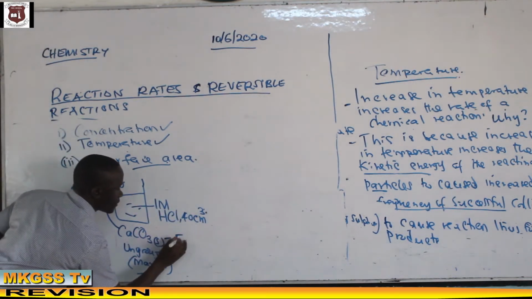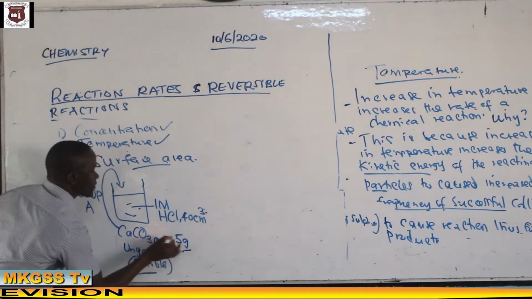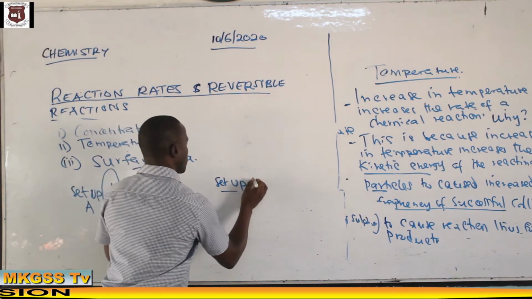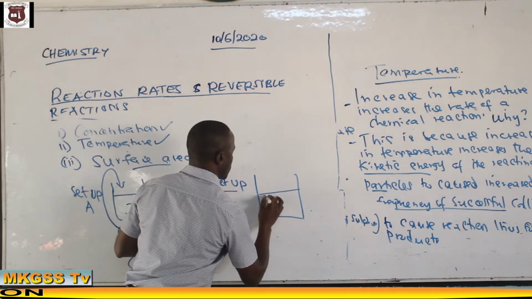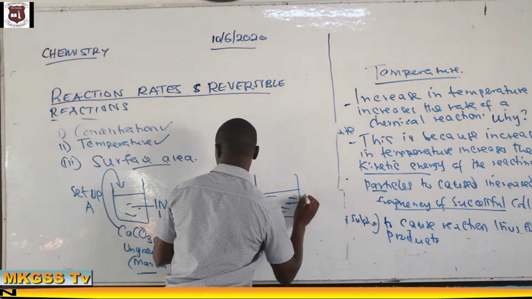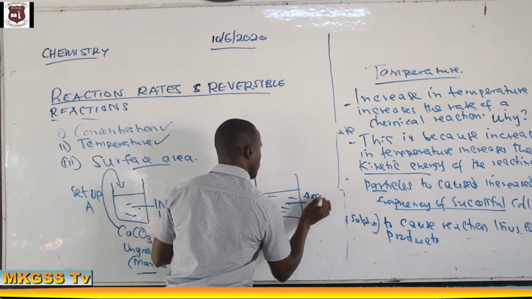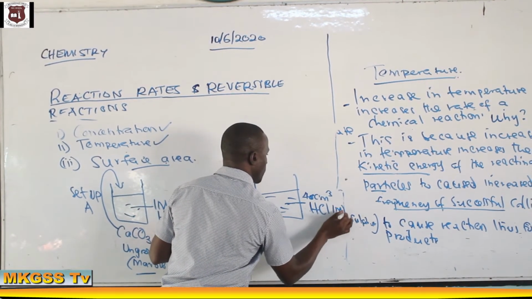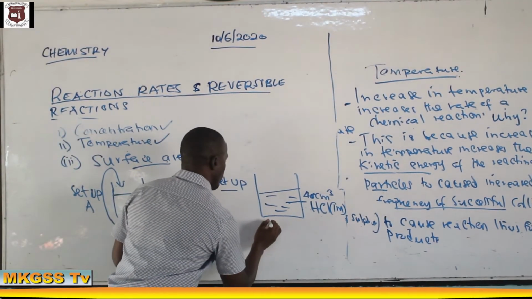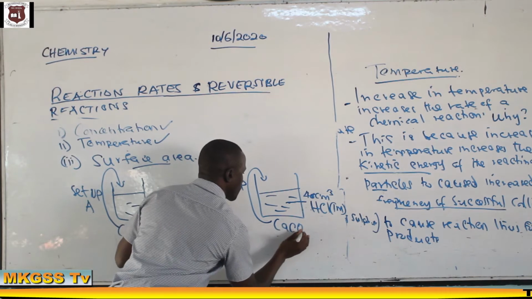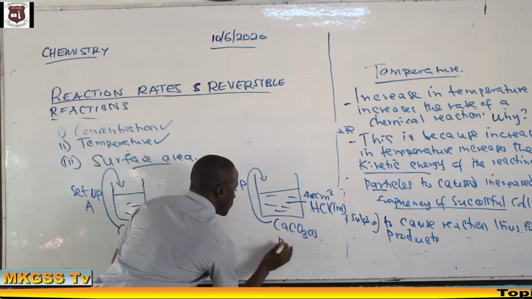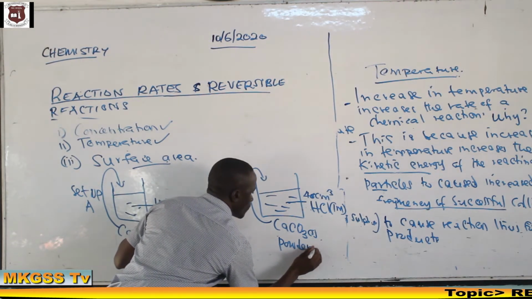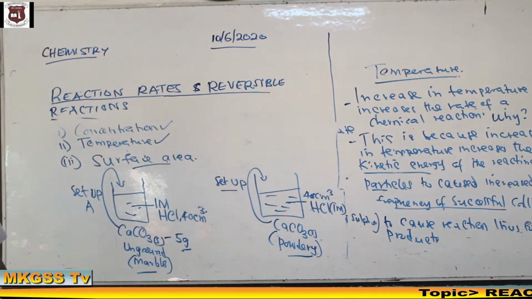Let's say in this one we are using 5 grams, and then we have in setup B 40 cubic centimeters of HCl, 1 molar. Then here we are adding also calcium carbonate, which is powder. It's powdery.